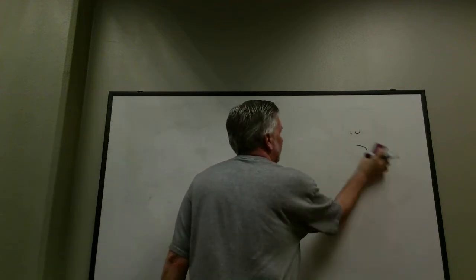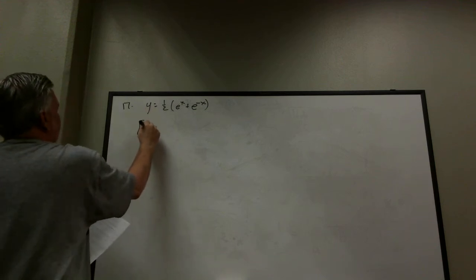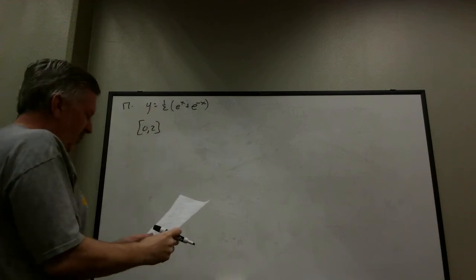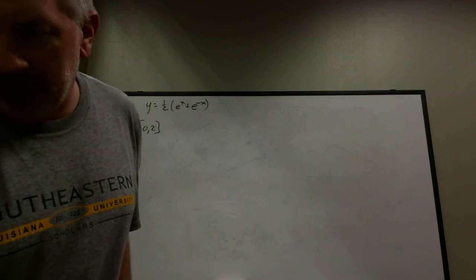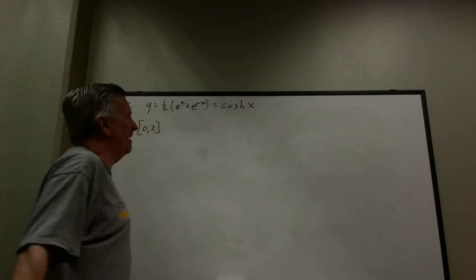Okay, let's do another example. Number 17 says, find the arc length of the graph of the function y is 1/2 (e to the x plus e to the minus x) over the interval 0 to 2. And I added that in parentheses. This function is called the hyperbolic cosine of x.